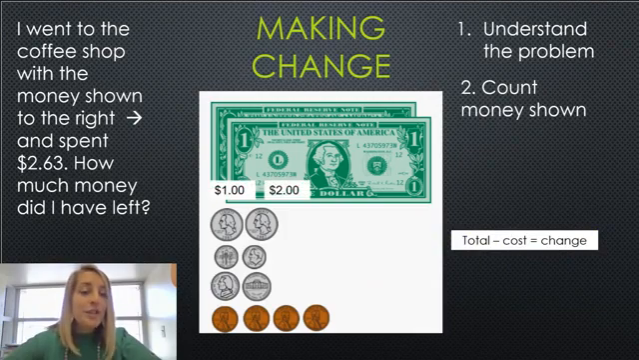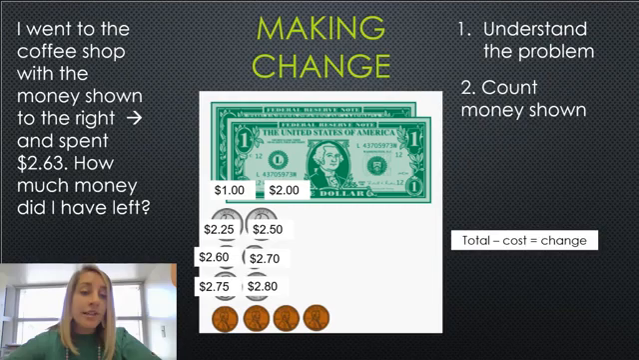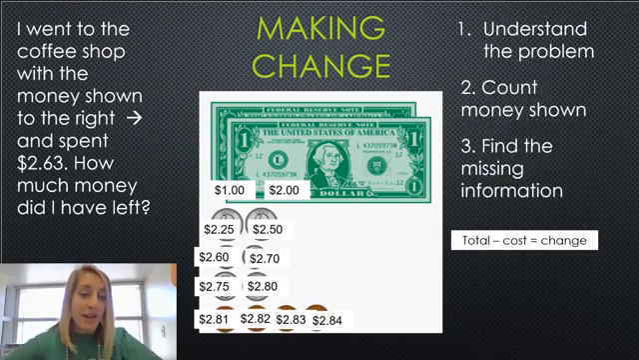$1, $2. The quarters make it $2.25, $2.50. Now we count the dimes, $2.60, $2.70. Now the nickels, $2.75, $2.80. Now the pennies, $2.81, $2.82, $2.83, $2.84. Step 3, find the missing information.